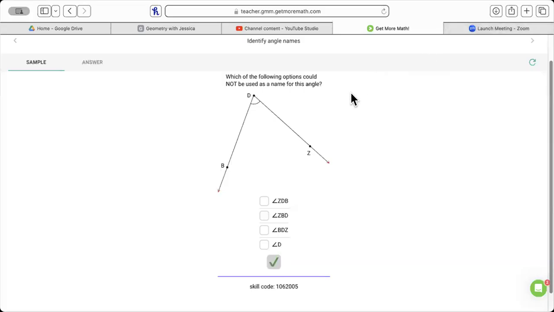We are talking about how to name angles in this lesson. So there's a couple of different ways that you can name angles, and we need to know all the different ways. The first way is knowing what an angle is made up of.